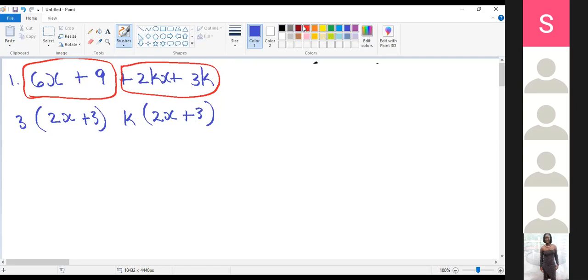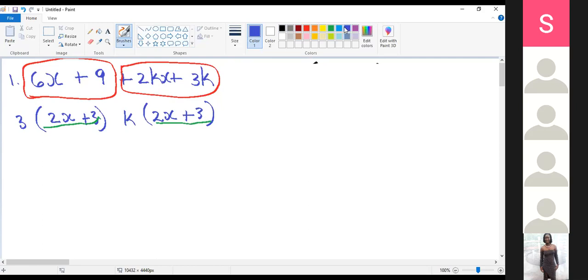What kind of observation can you make about the answer that we have so far? We're not finished, but so far, what do you notice? Both brackets here are corresponding. You have the same thing in each bracket. If you notice, this is 2x plus 3, and in this bracket here, you have 2x plus 3. Everybody is seeing that? Yeah.